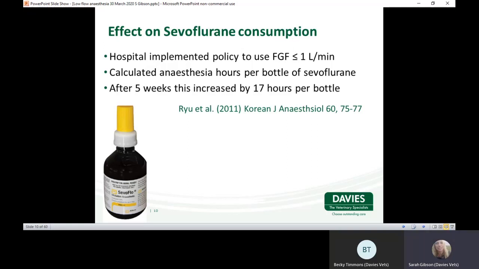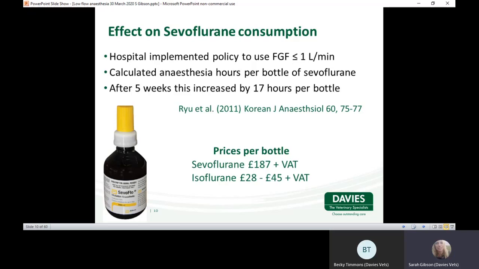After 5, 10 and 15 weeks, they did calculations to work out the number of hours of anaesthesia they were getting from each bottle of sevoflurane. And after 5 weeks, this had increased by 74% to an extra 17 hours per bottle. With time, the effect did decrease, whether this was down to people slipping back to their old ways, but overall, the number of anaesthesia hours per bottle increased by 38%. So this is a substantial amount when you consider the costs of a bottle of sevoflurane. These prices are from 2019, but they've only slightly changed this year.